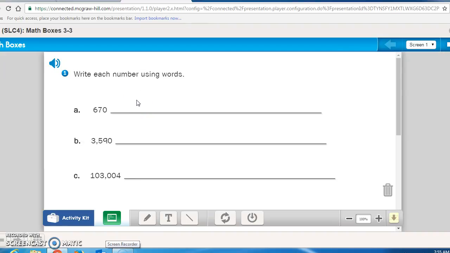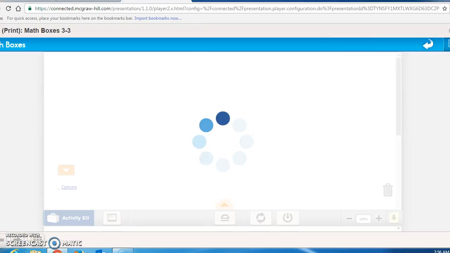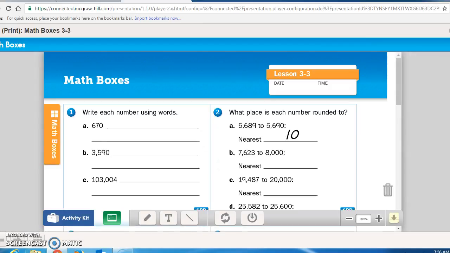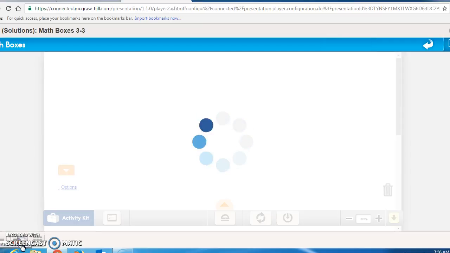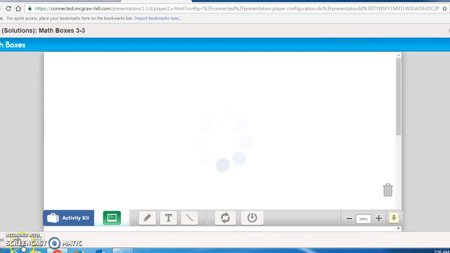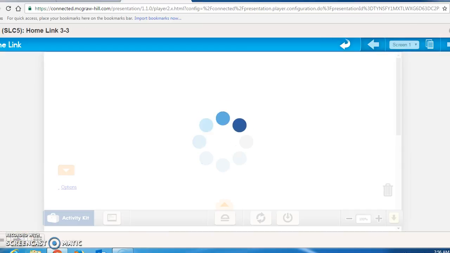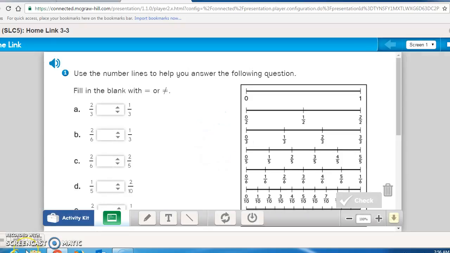Write each number using words. This is Math Journal, page 76. Please finish that page and then bring it up to me to double check to make sure I can see your understanding for all the skill areas that you are working on. And again, here's what that Math Journal page looks like, page 76. Pause the recording and finish that page and bring it up to me.